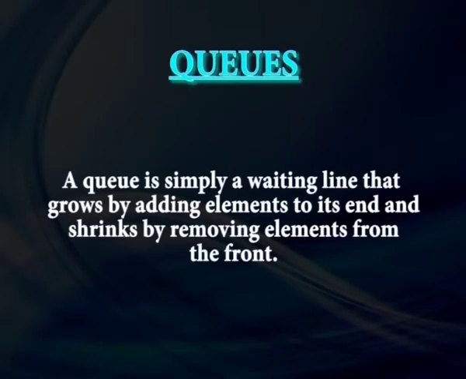Hi friends, today I shall be introducing you to another simple but very useful and widely used data structure, the queue. A queue is simply a waiting line that grows by adding elements to its end and shrinks by removing elements from the front. Compared to stack, it reflects the more commonly used maxim in the real world, namely first come first served. Waiting lines in supermarkets, banks, food counters are common examples of queues.